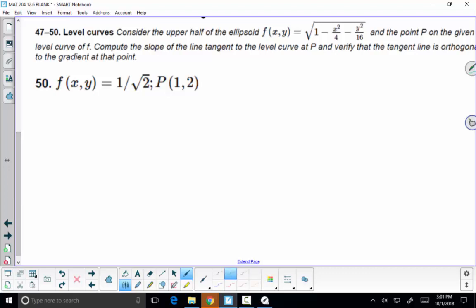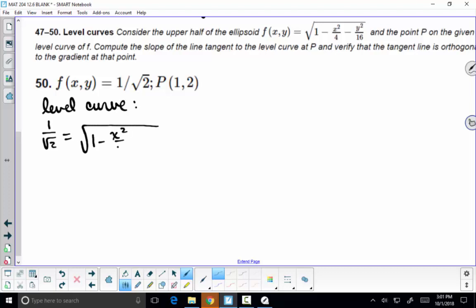So over here, our curve in the xy plane, here's our level curve. We set the function equal to 1 over root 2 for our upper ellipsoid. Okay, so square both sides and do some adding and subtracting. So we get 1/2 equals this.